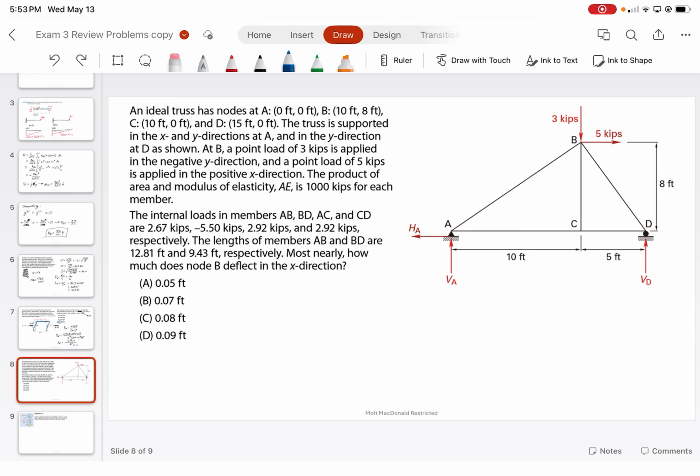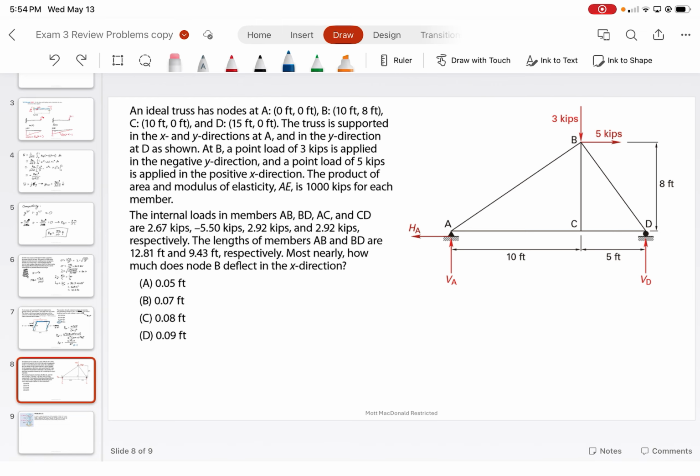All right. Now we have this problem. An ideal truss has nodes at the indicated coordinates. The truss is supported in the X and Y directions at A and in the Y direction at D, as shown. At B, a point load of 3 kips is applied in the negative Y direction and a point load of 5 kips is applied in the positive X direction. The product of area and modulus of elasticity AE is 1,000 kips for each member.